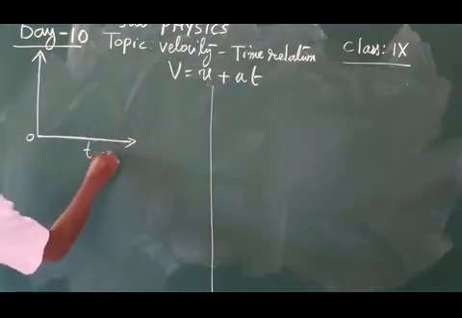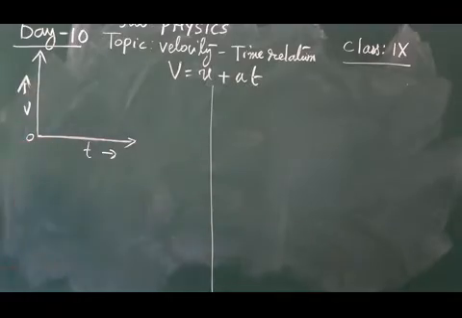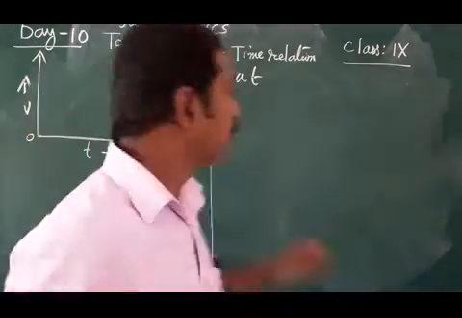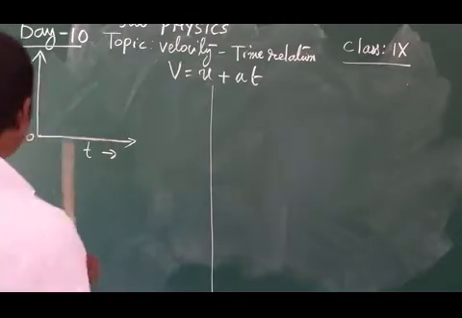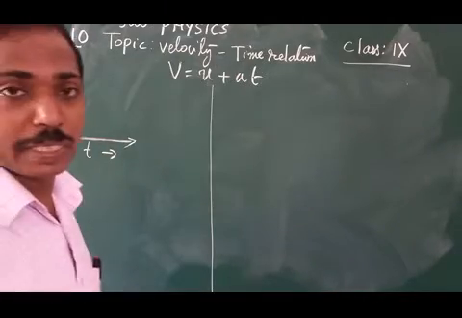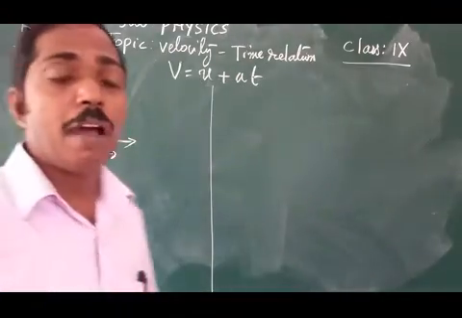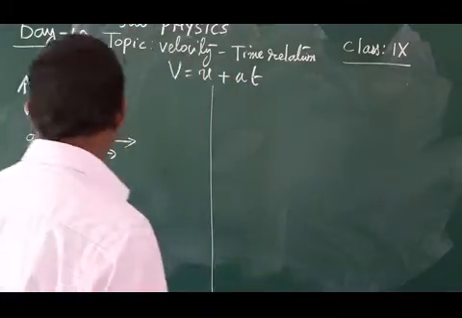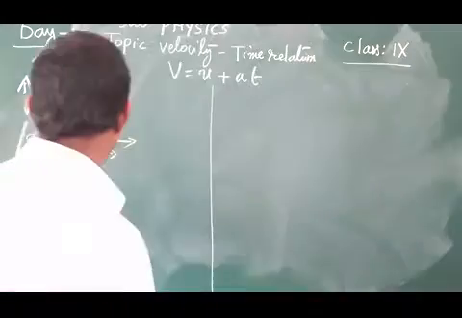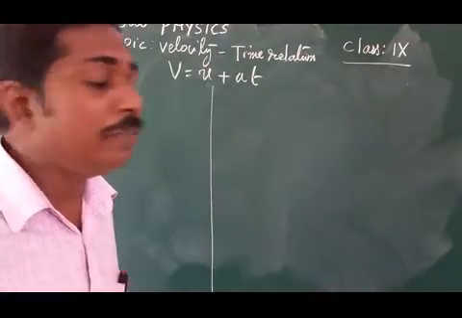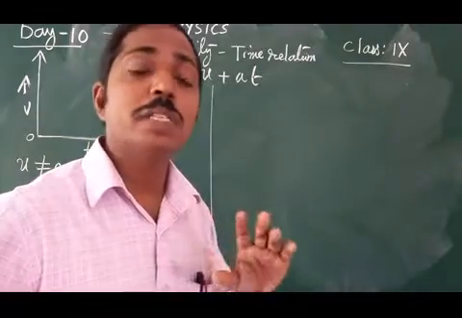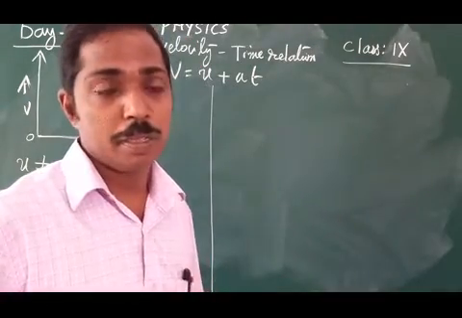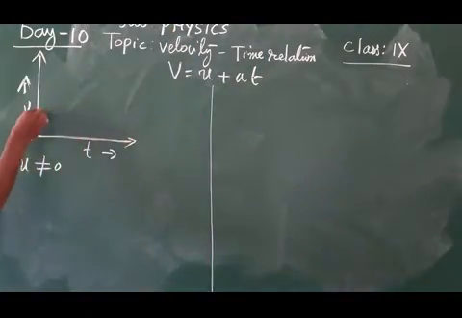For that we have a velocity-time graph. Time is along the x-axis, and velocity along the y-axis. Usually a graph originates from the origin, but here the initial velocity is not zero. Initial velocity is not equal to zero, which means it is not starting from rest. Then we start from here.